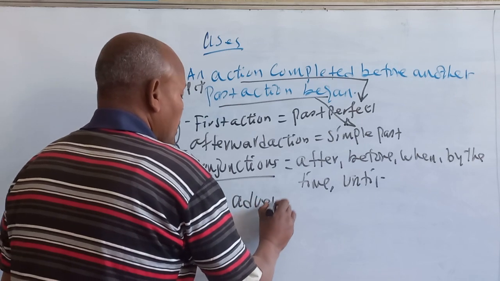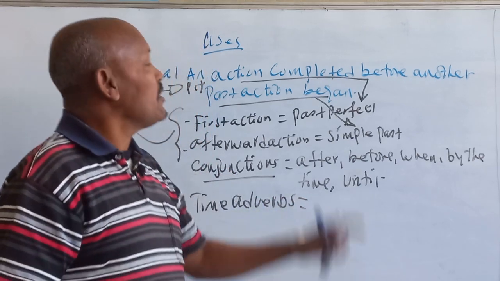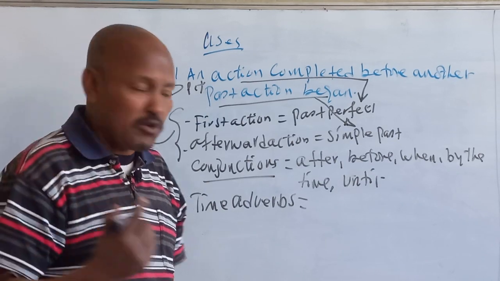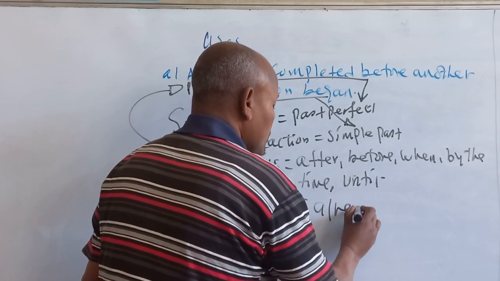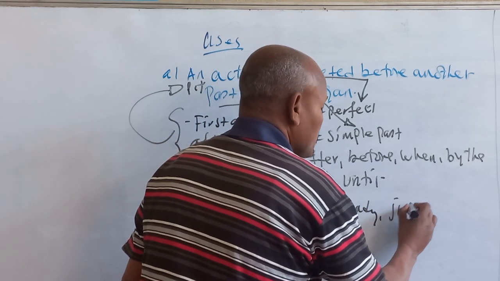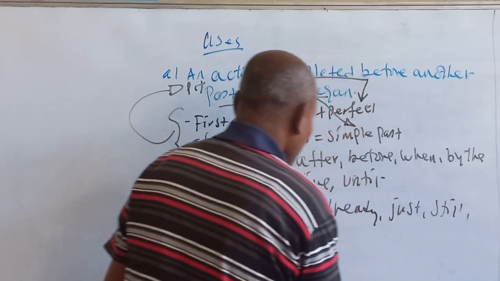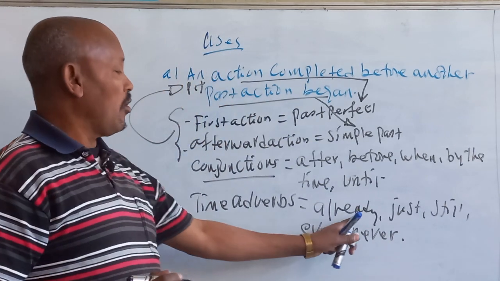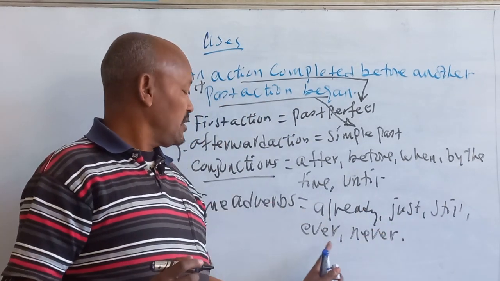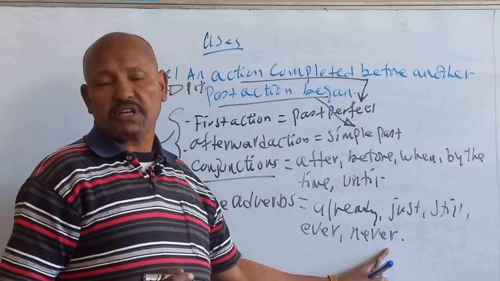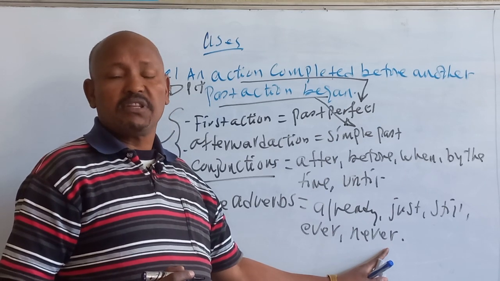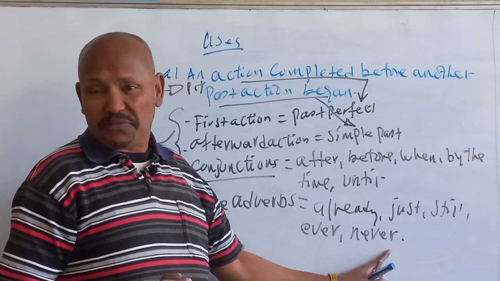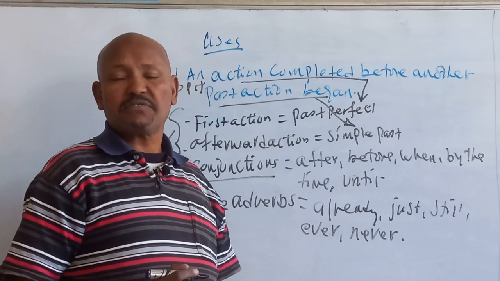The second very important part is time adverbs. We have time adverbs which are important to give clues to use the past perfect. Which adverbs are they? Already, once, just, still, ever, never. These are important time adverbs that we use in the past perfect, present perfect and present perfect continuous tenses.